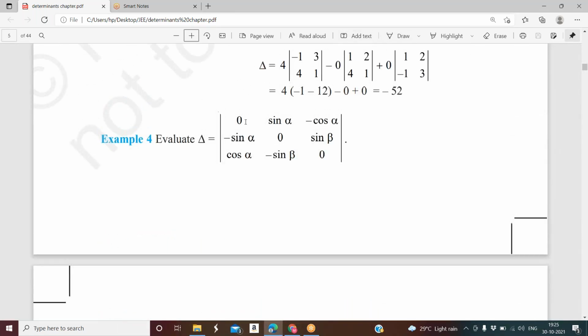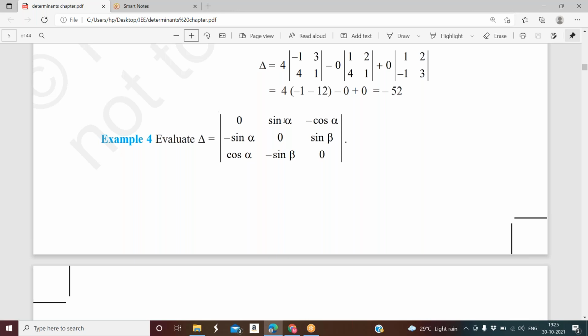If you consider the first element, A11 is 0. So 0 into something is 0, so no need to consider this element. You can directly go for the second element, because when you multiply any matrix with this 0, you'll be getting 0 only. So no need to consider this one.